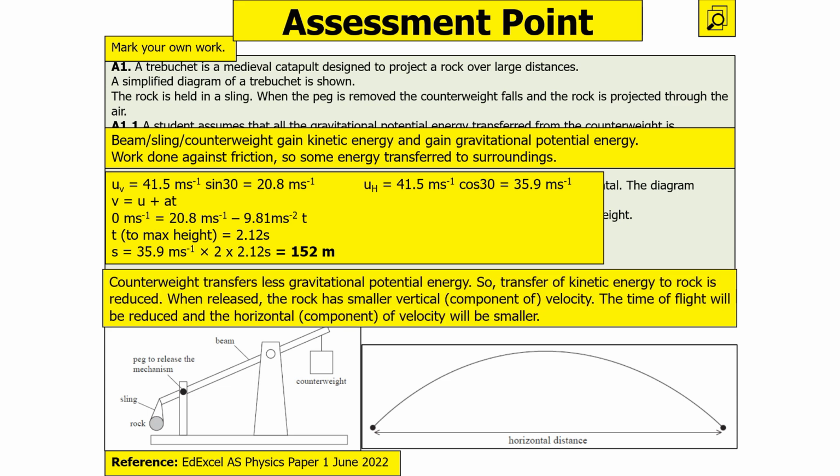Now in the last question, the counterweight transfers less gravitational potential energy, so the transfer of kinetic energy to the rock will be reduced. So when released, the rock has a smaller vertical velocity, so the time of flight will be reduced, and there'll be a smaller value for the horizontal velocity as well.